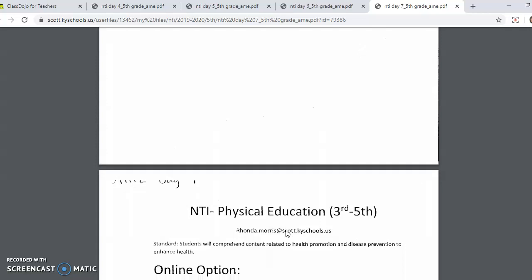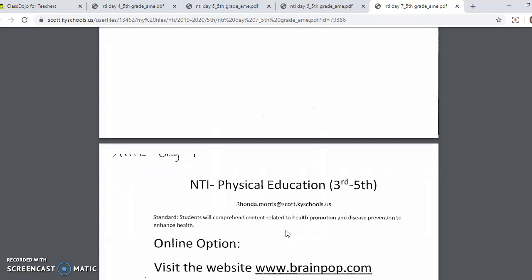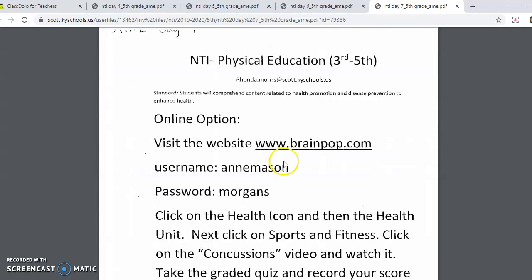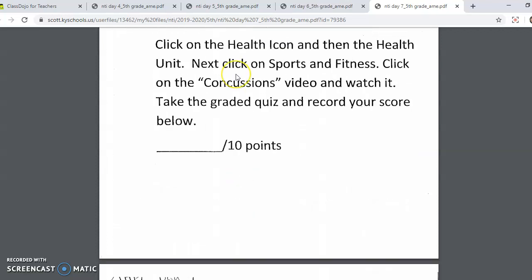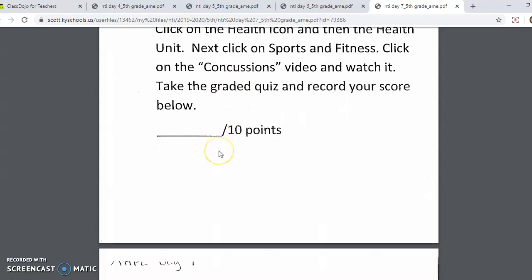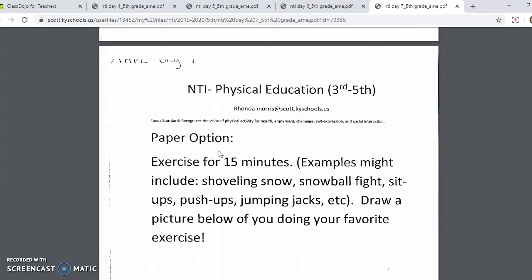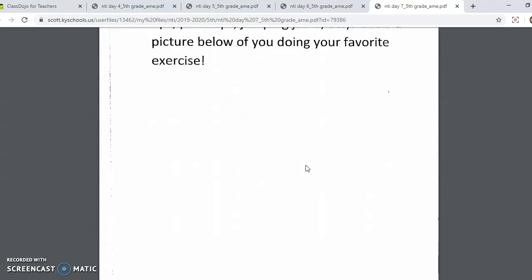Let's see what your Apple work is. Apple is PE today. You can do Brain Pop using our login. And then you'll click the health icon in health unit and watch the video about concussions. Take the quiz and write your score. Or for your paper option, you can exercise for 15 minutes doing one of these. Granted, we don't have snow right now, so obviously you can't do that, but something physical and draw a picture of you doing your favorite exercise. And that is what you're doing for that.